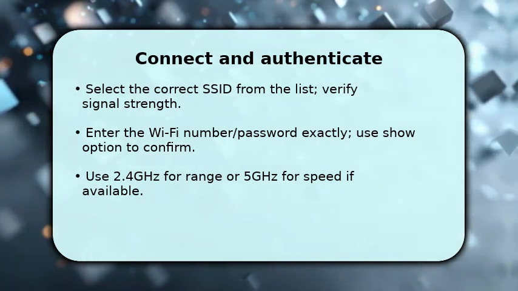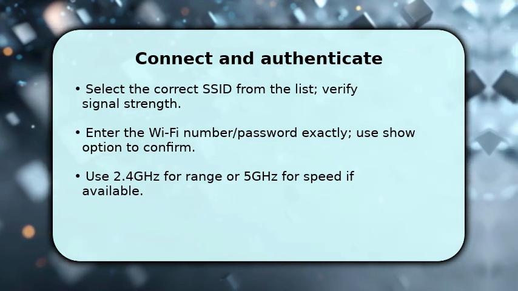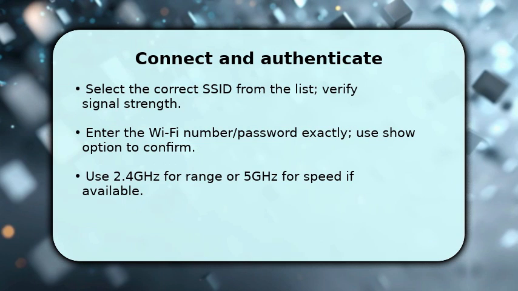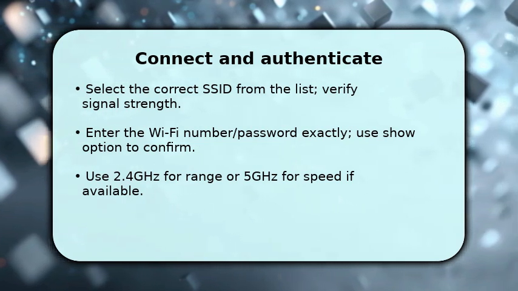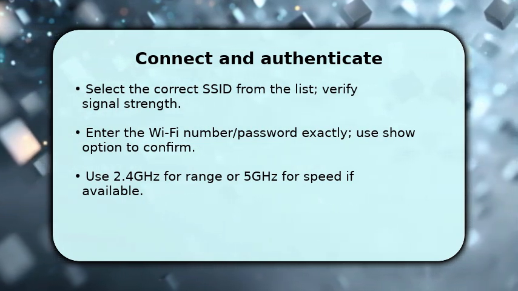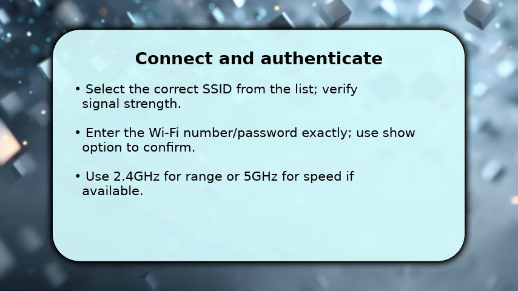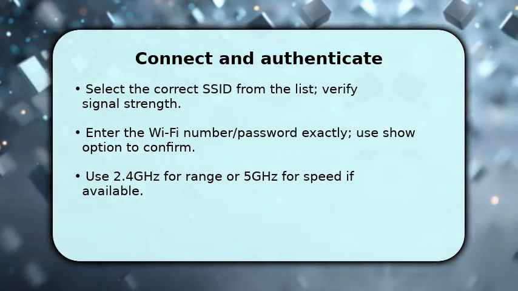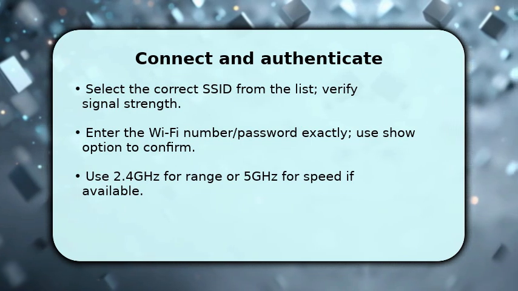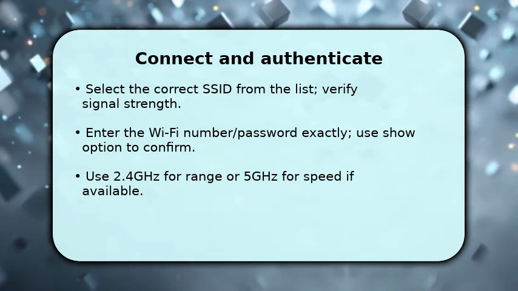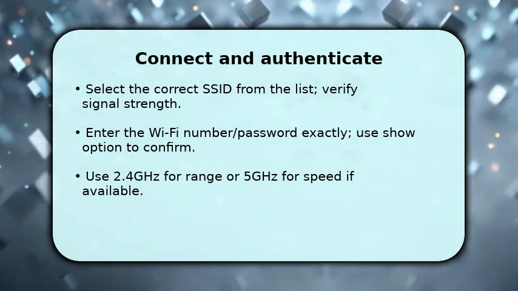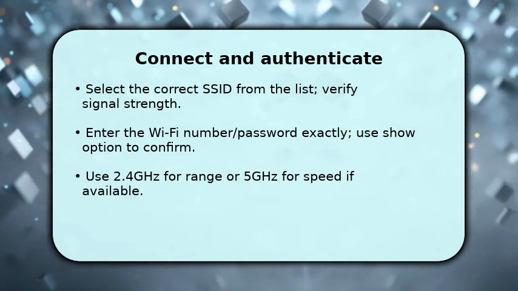Once chosen, enter the Wi-Fi number into the password field and use the show option so you can verify characters before submitting. This prevents repeated failures. Make sure to choose the appropriate band, 4 GHz for better range, 5 GHz for faster throughput. After authenticating, wait for the IP assignment. If you need a static IP, set it in advanced settings for the device.